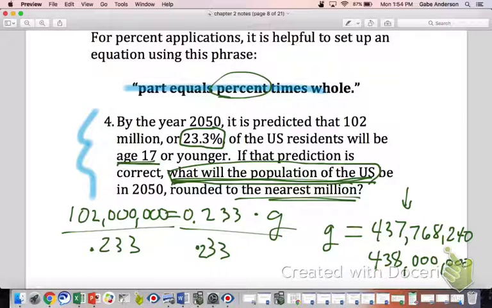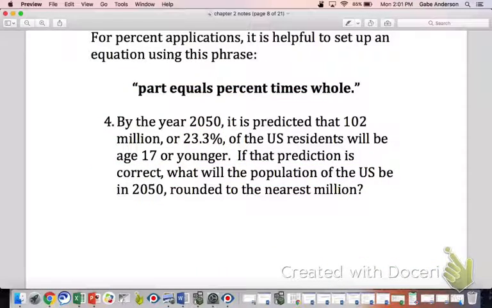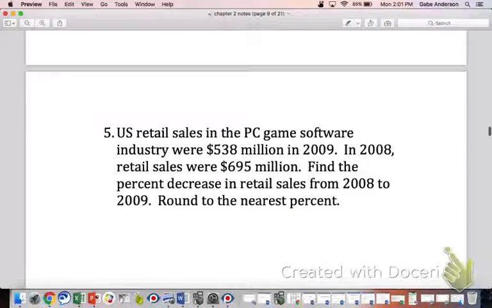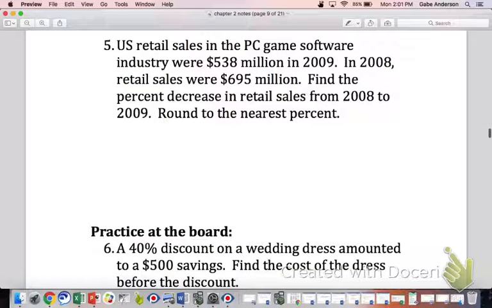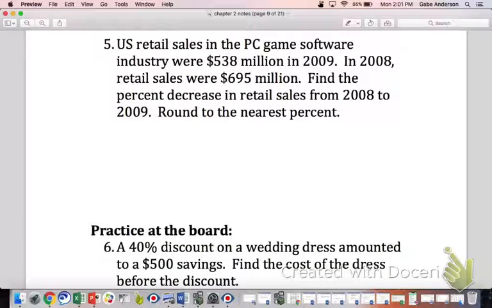Okay, fair enough. Let's try our next one, which is right here. It says U.S. retail sales in the PC game software industry were $538 million in 2009. In 2008, the retail sales were $695 million. Find the percent decrease in retail sales from 2008 to 2009. So the sales went down, didn't they? Video games got less popular or something.